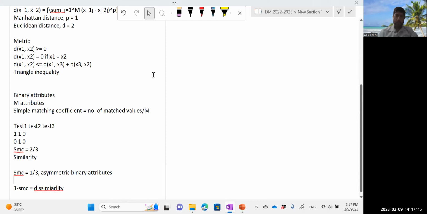Of course, this is all domain dependent. You as a data scientist would need to decide whether you want to do this or you want to count all matches.